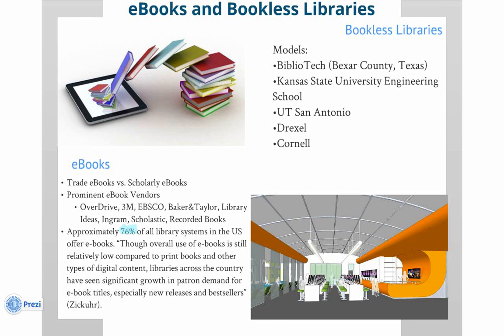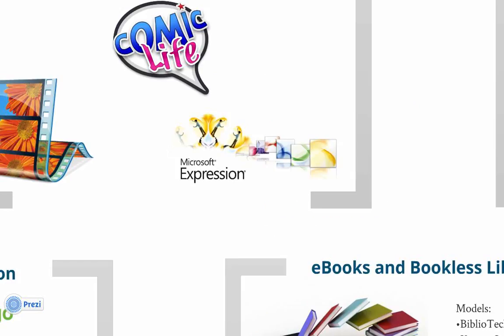Bibliotech will be a digital-only library laid out somewhat like an Apple store. Bibliotech will make computers, laptops, LCD screens, tablets, and e-readers available to its users. Other bookless library models have been proposed by Kansas State University Engineering School, UT San Antonio, Drexel, and Cornell.